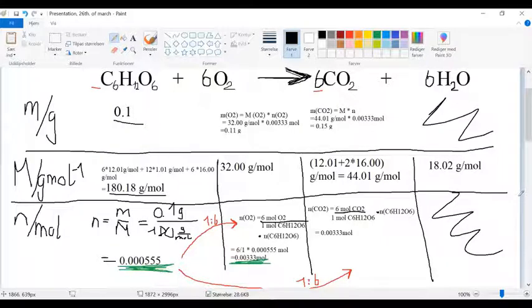So this was chemical calculations with equivalent amounts. Are there any questions for now? Do you want me to repeat anything?